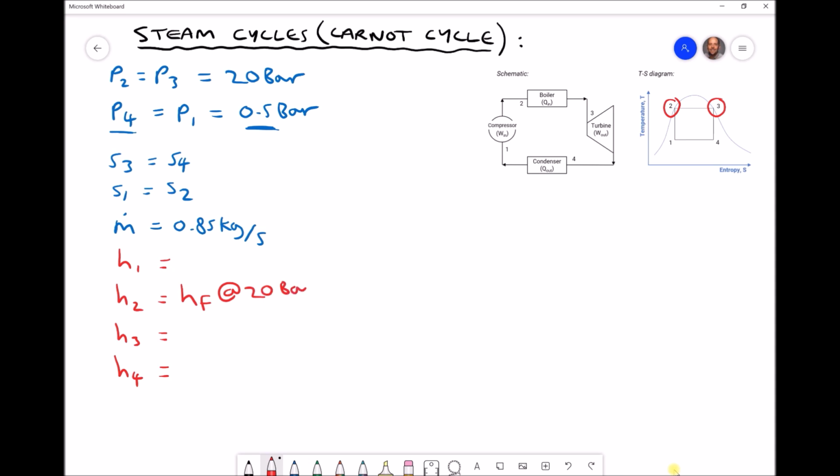Now the reason we know that is because from positions 2 to 3 we have our boiler, and we know that our boiler operates at our higher pressure of 20 bar. We also know at position 3 that we have dry saturated vapour, Hg, also at 20 bar. So we go from wet saturated vapour to dry saturated vapour in our boiler, and that process occurs at 20 bar. So let's go to our steam tables, and we're looking for Hf and Hg at 20 bar. Hf is our H2 value and Hg is our H3 value.